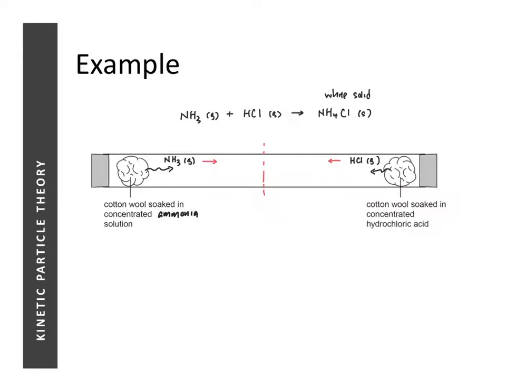So to answer that, let us analyze the two gases that are diffusing. One gas is ammonia. The other gas is HCl, or hydrogen chloride. So to know where they will meet, we need to think about their relative rates of diffusion, which therefore would depend on the mass of the two gases.